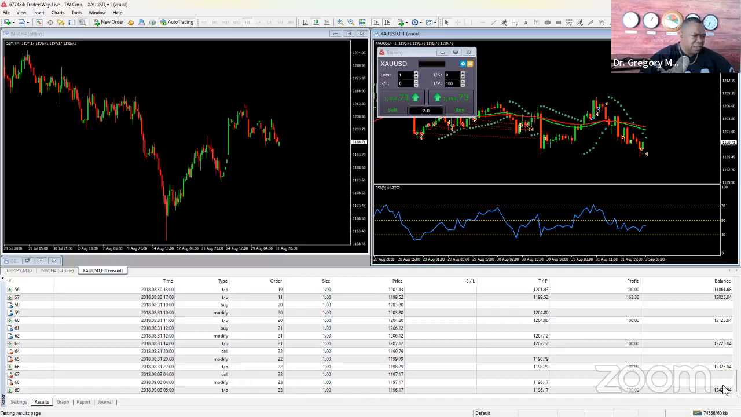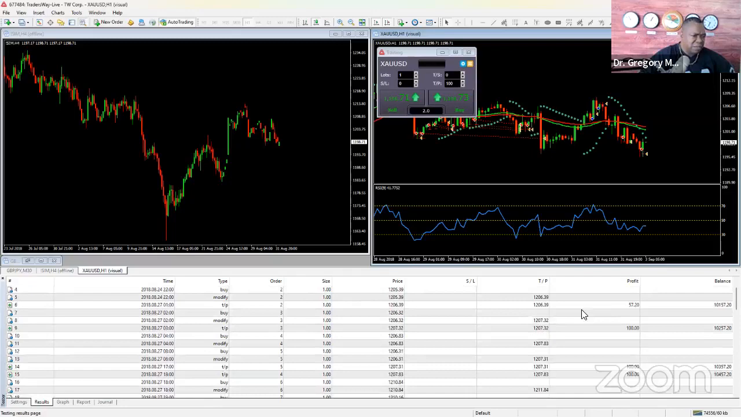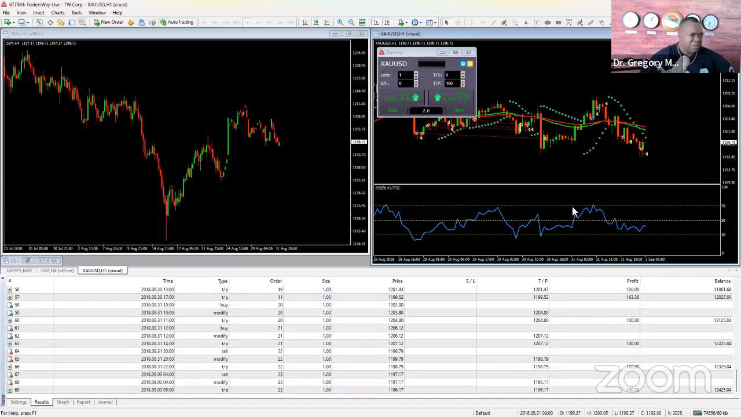And so we were growing the account. We started off with a $10,000 account, and we just start hitting the trades, following the pattern, the sequence of events, right? Following our rules.